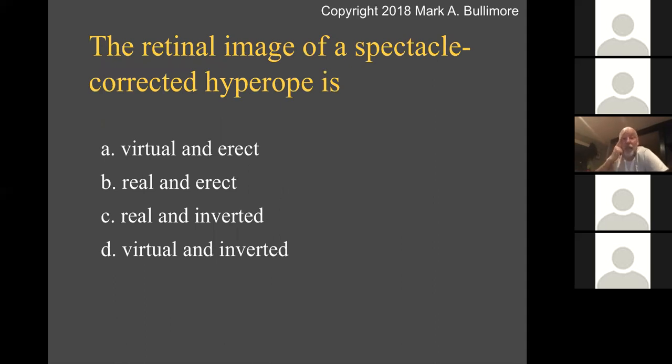Okay, so here's a quick question for you. Retinal image of a spectacle corrected hyperope is A, B, C, or D? Which is the right answer? Come on, Darren, give me your best shot. Bring it. Anybody answer? Type in your answer. I'll unmute you all.